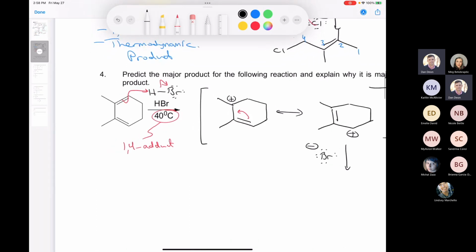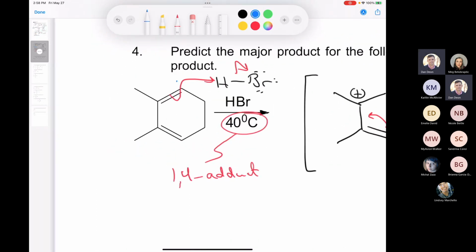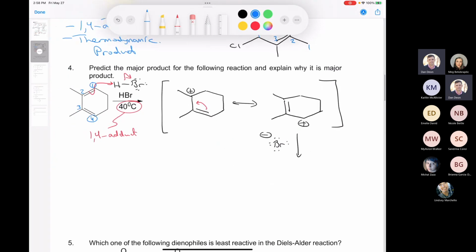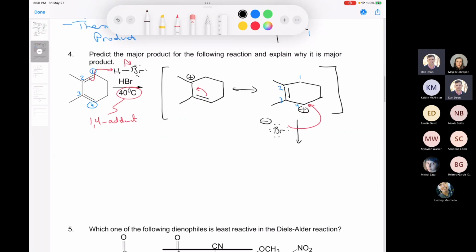Again, if it helps you, you can always go ahead and number the carbons. 1, 2, 3, 4. The 1,4 adduct. I have my carbocation at carbon 4. My bromide is going to attack at that carbocation, and it can attack from either face of the molecule and produce a stereocenter. And thus, I'll end up with a racemic mixture. So racemic mixture, just like that. Again, this is the major product.